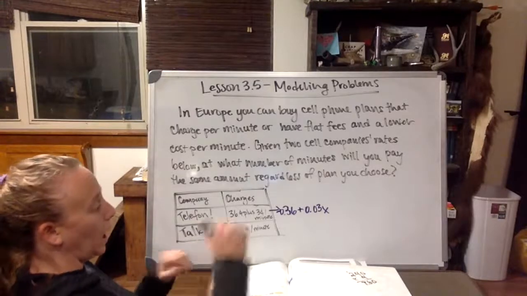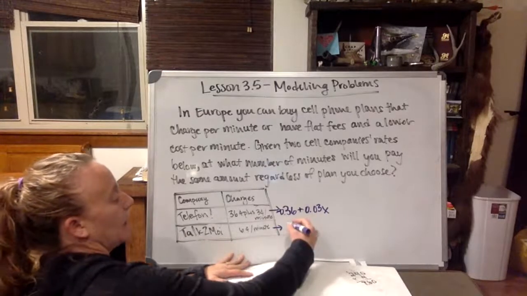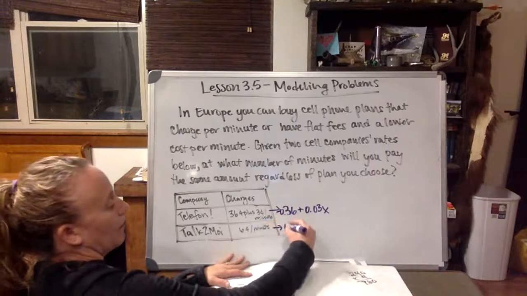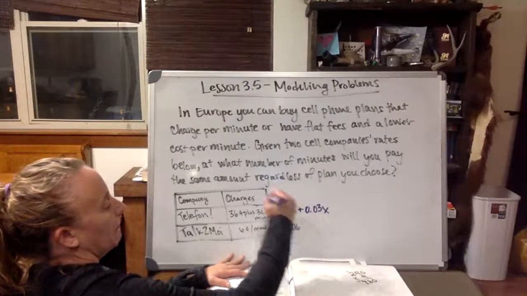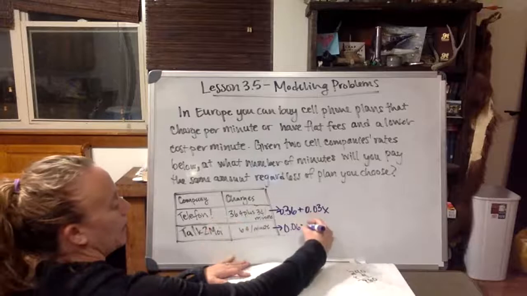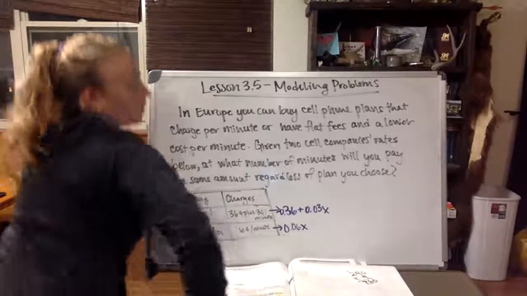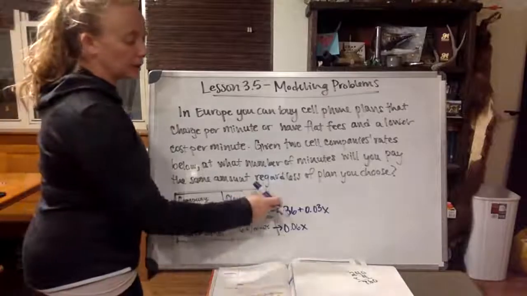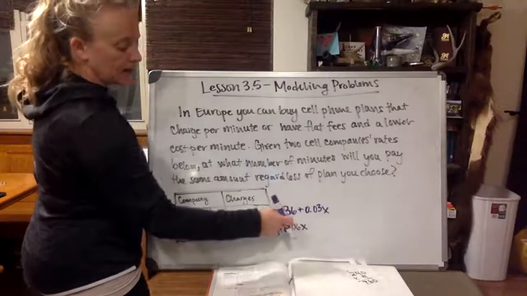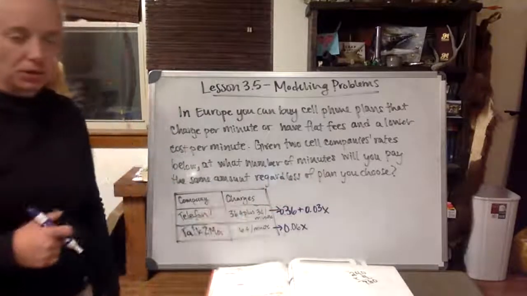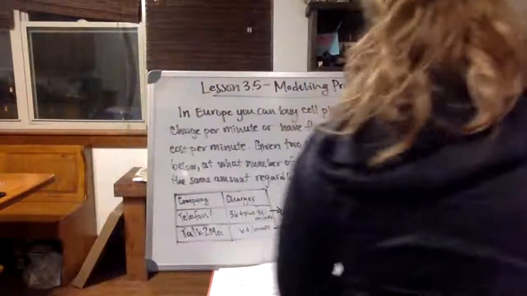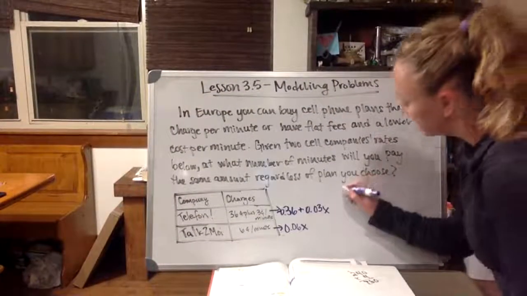Talk To Moi just has that 6 cents per minute. I don't have a flat fee, but I have a higher rate per minute that I'm paying. So I'm going to say that is 0.06x. Now, I could totally write this as 36 plus 3x and 6 times x, and that would be fine too. I'm just putting it in terms of dollars because that's how my brain works with money.